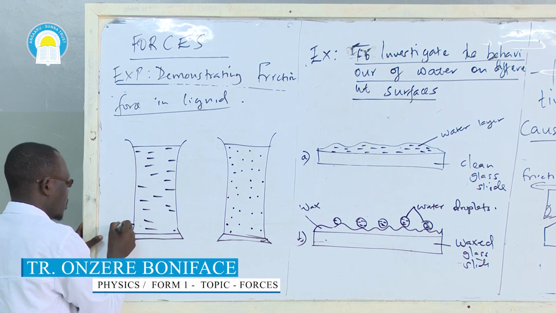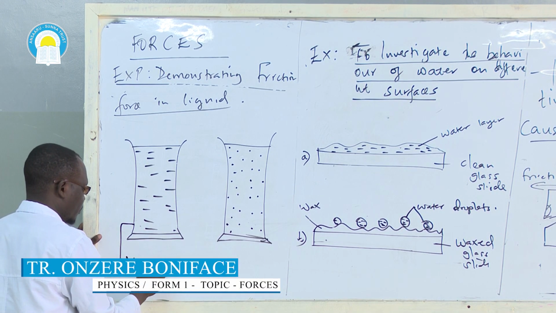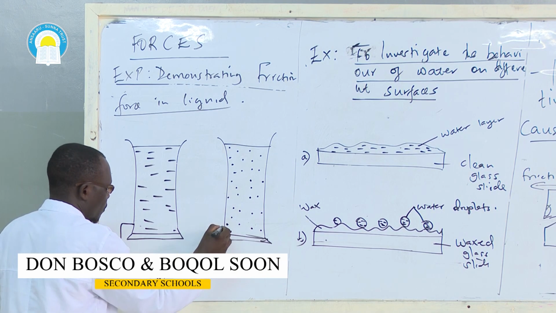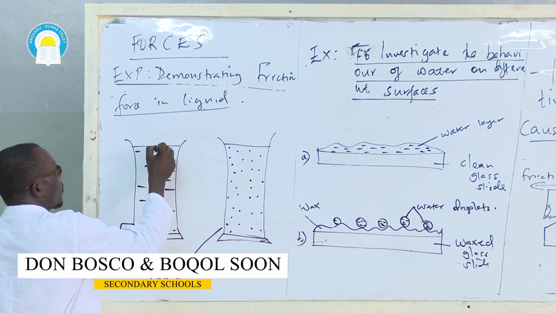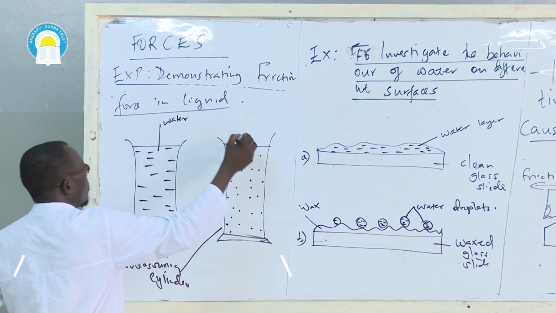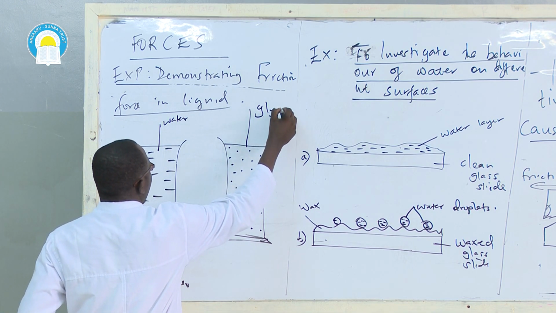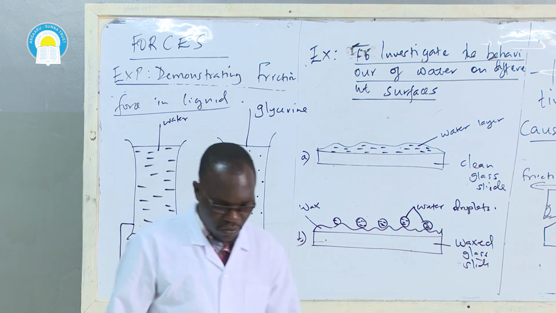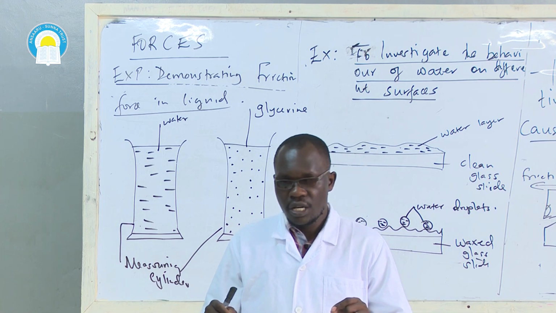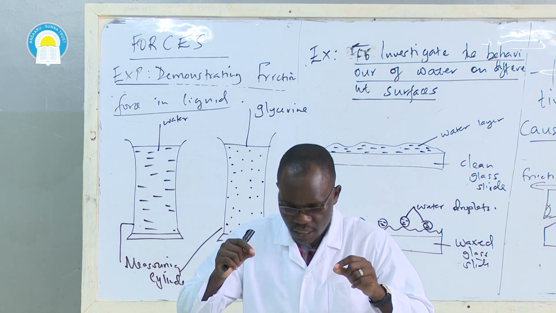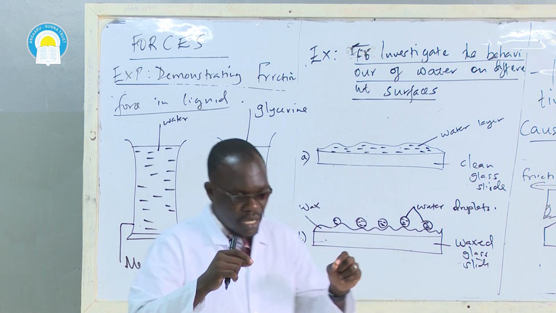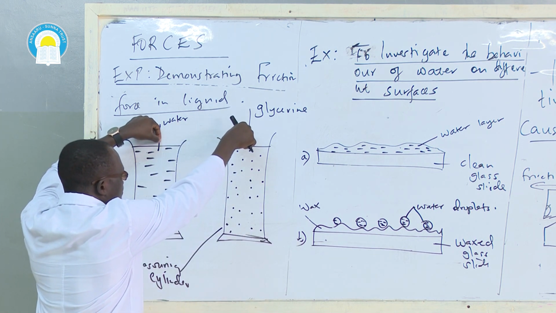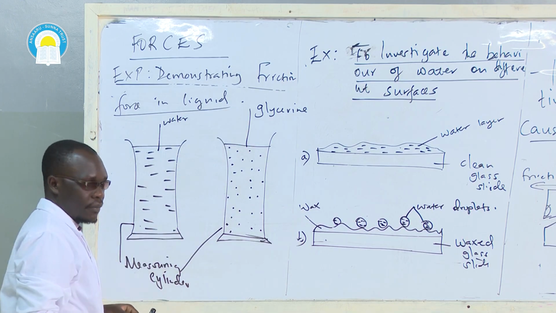So this is a measuring cylinder. This one contains water, this one contains glycerin. Now, what we are going to do is this. We take the 2 ball bearings and then we release them in the 2 measuring cylinders at the same time.